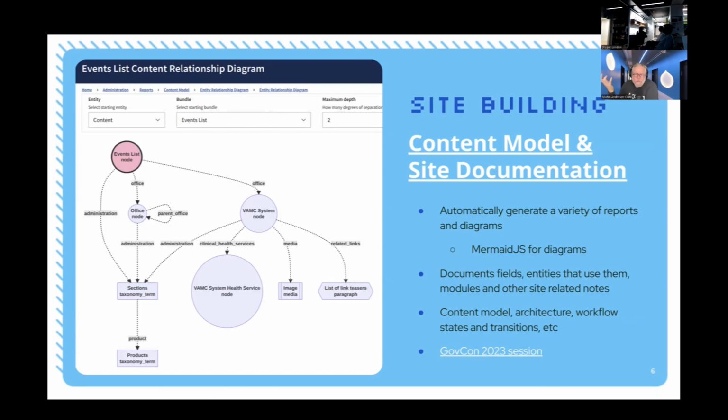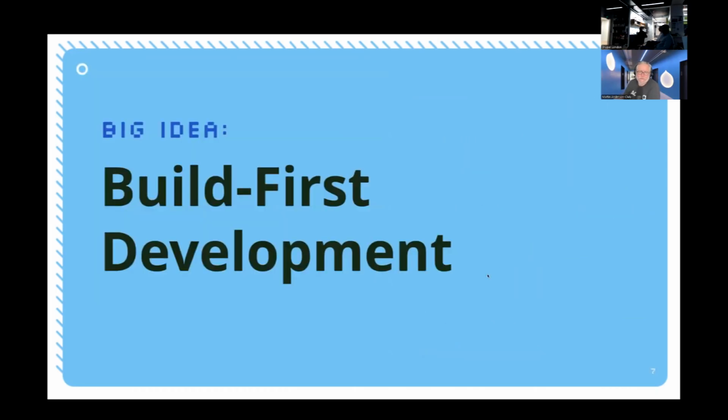In the process, you're going to be able to document your overall content model, the architecture. You can have diagrams of your workflow states and transitions. And at the bottom, there's a link to a session from GovCon last year that really went in depth in terms of exactly how this can be used. But using those two pieces together, I feel like has the potential to offer a bigger idea, something that I like to think of as build first development.